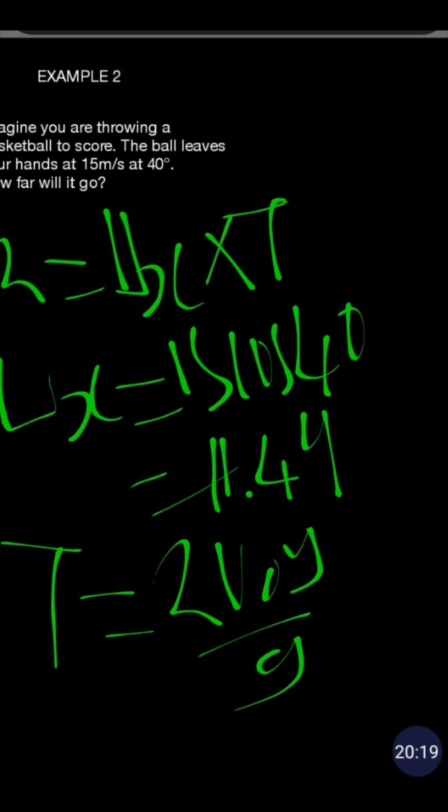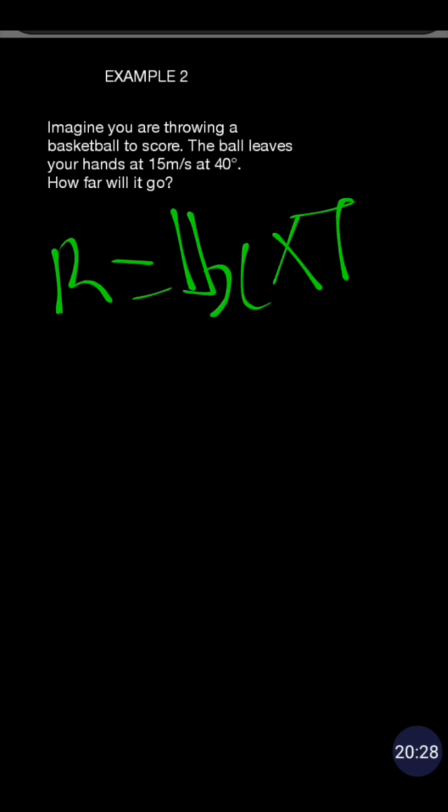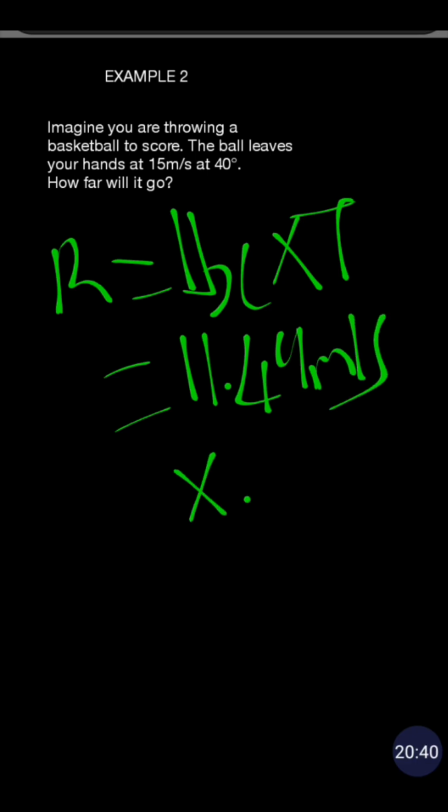Since we found our time of flight, we just multiply them: the initial component of speed in the x direction, 11.49 meters per second, times 1.97 seconds. The answer we get is 22.6 meters. So this is the range. This is how far the ball is going to go.